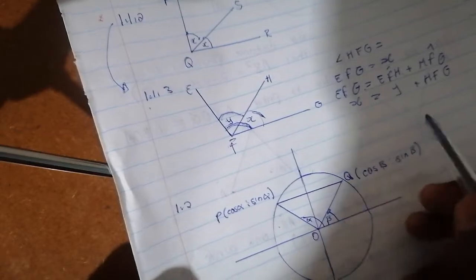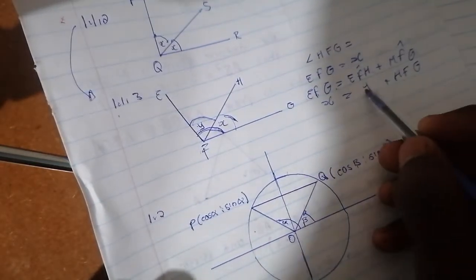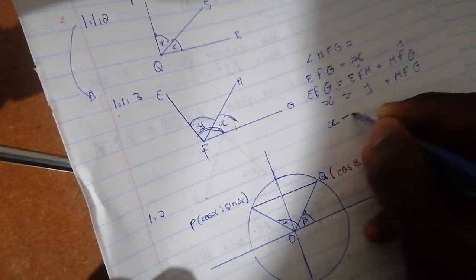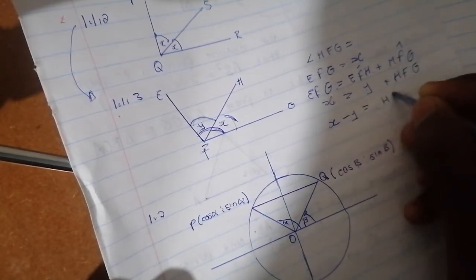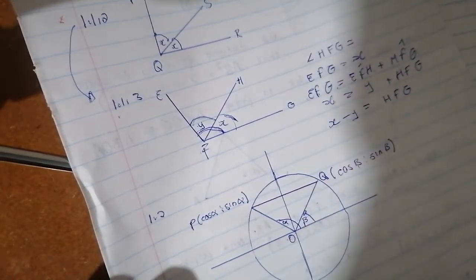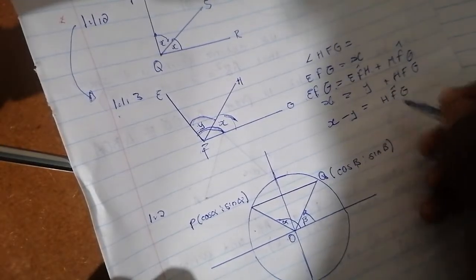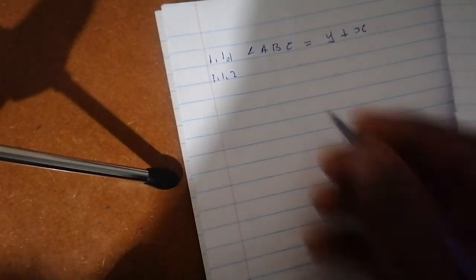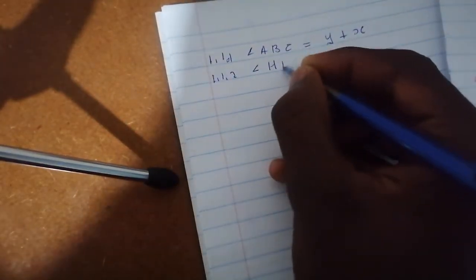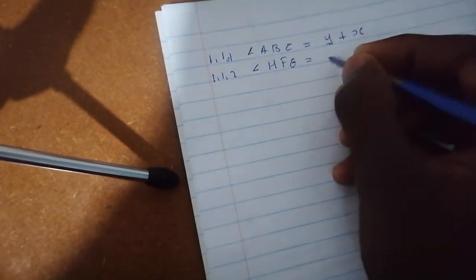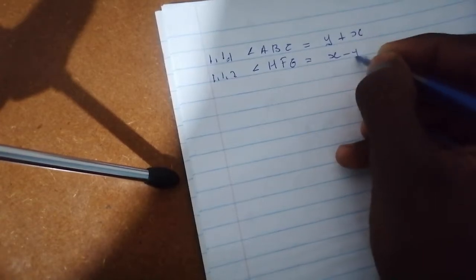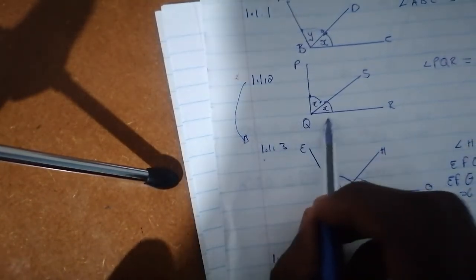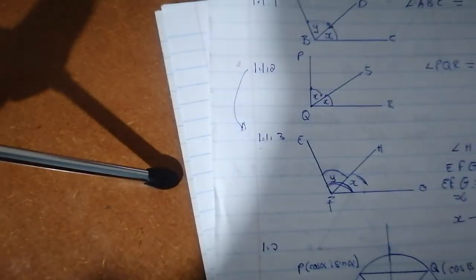So what can we do? We can take this to the other side and change the sign, meaning x minus y is equal to HFG. So HFG here is given by x minus y. So our answer here is HFG equals x minus y. That's the answer.